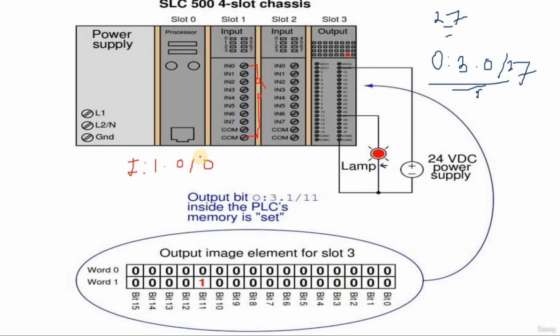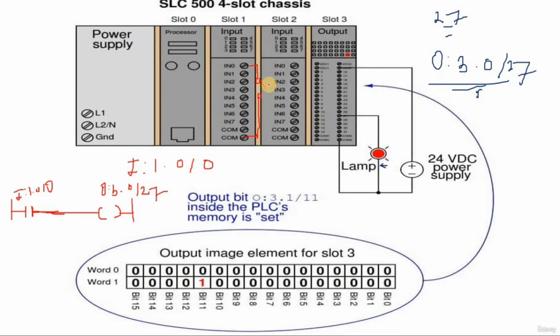Now we have to design the program. So how to design it? Simply we have to use a normally open contact. For this we are also going to learn the ladder logic rules, so don't worry about that. This is just for the example. Now we need to provide the address here. I'm providing the address like this, and this address means O colon 3 dot 0 slash 27.